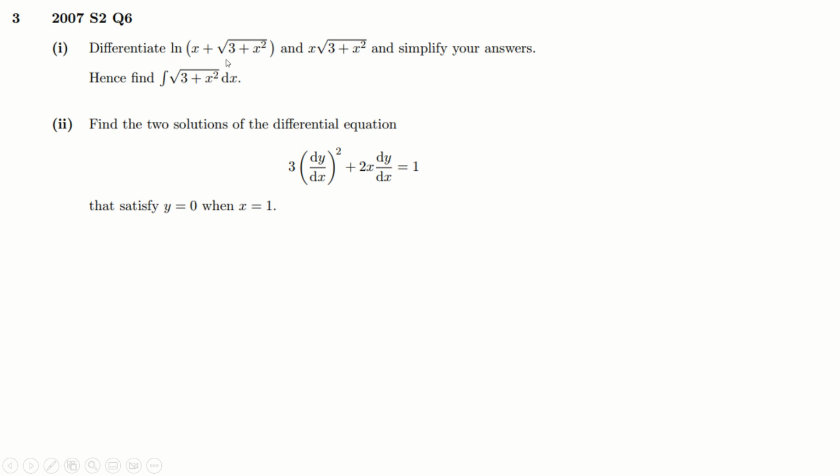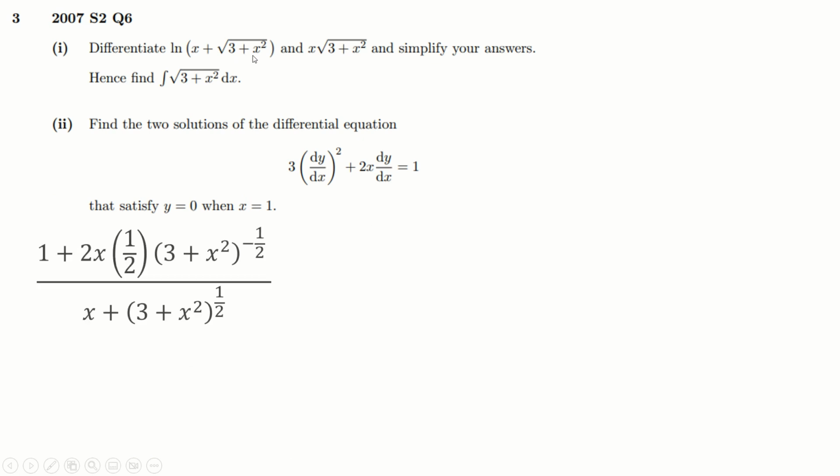For differentiating a log, we just put this thing on the denominator and then differentiate this thing and put it in the numerator, which will look like this, because of course this is the power of a half. Bring the half down, times by the derivative of the inside, which is 2x, and then lower the power down by 1. Some stuff cancels here. It also says simplify your answers.